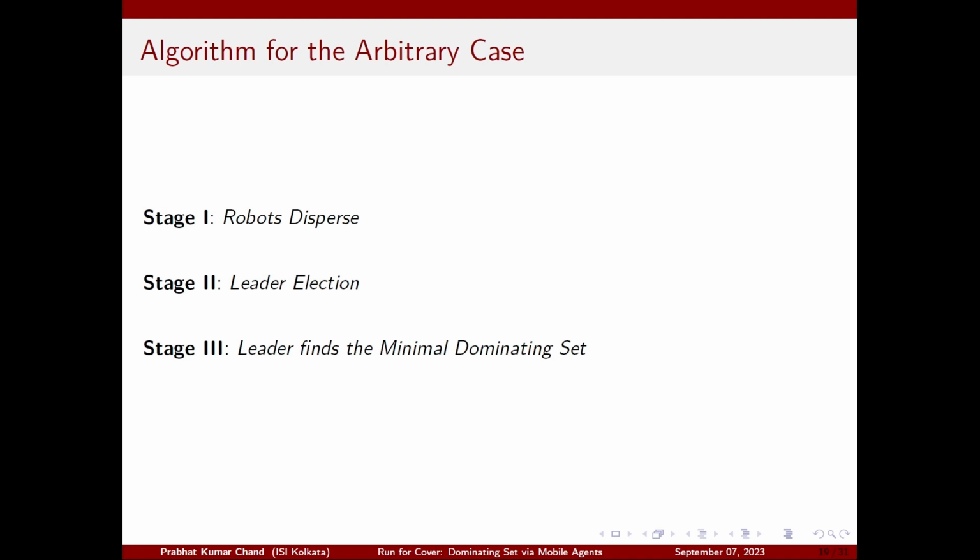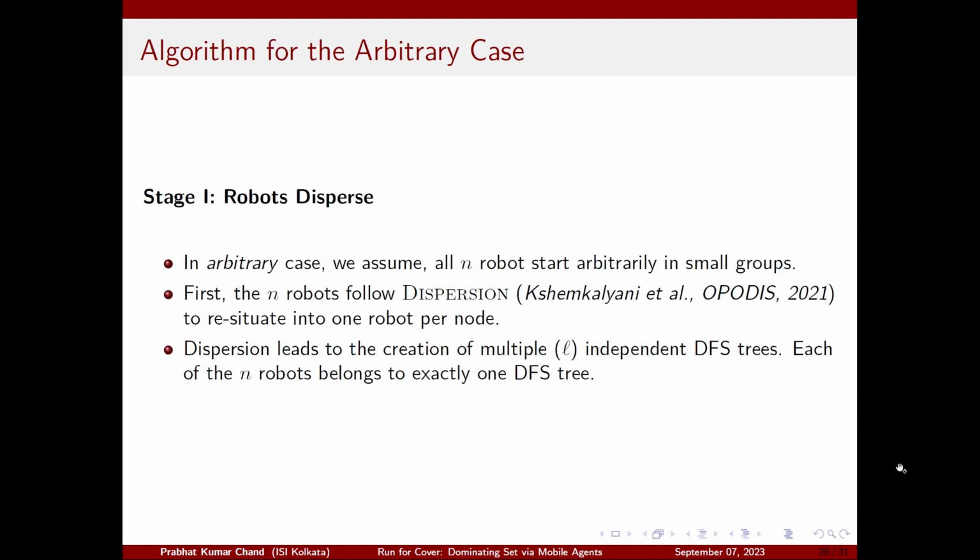the leader robot then finds the minimal dominating set for the graph. In the first stage, with robots being present arbitrarily across the graph in small groups, they first follow a dispersion protocol, after which they resituate themselves in such a way that there is exactly one robot at each node. Dispersion leads to the creation of multiple, here we consider L, independent DFS trees. Each of the n robots belongs to exactly one DFS tree.